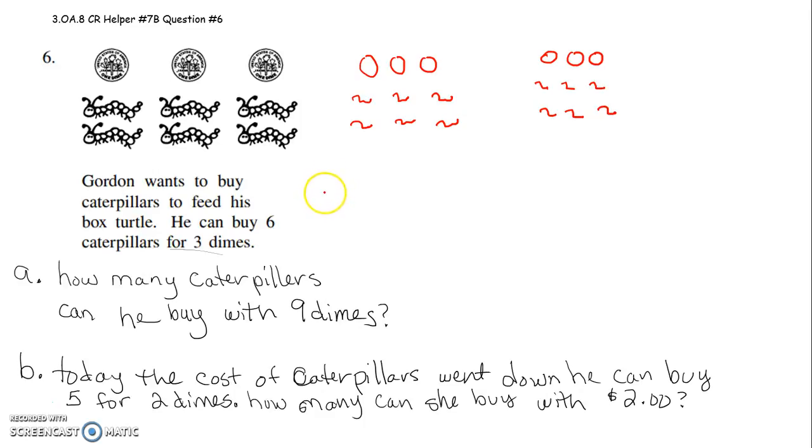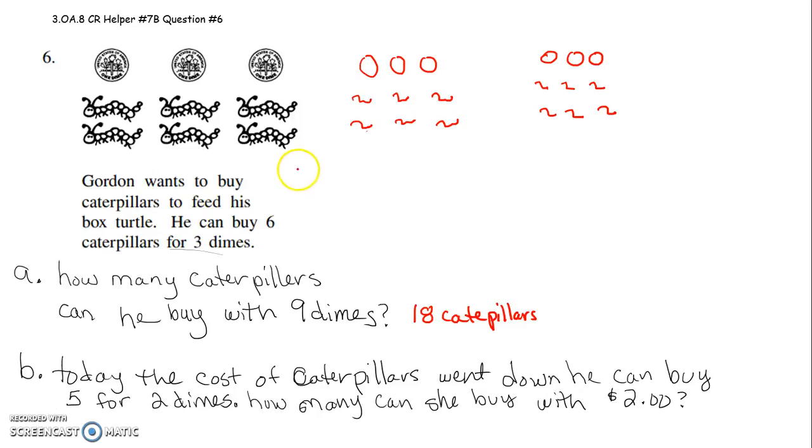More than one way to look at this. I can now see with 1, 2, 3, 4, 5, 6, 7, 8, 9 dimes, I can get 2, 4, 6, 8, 10, 12, 14, 16, 18 caterpillars. So he can get 18 caterpillars for 9 dimes.